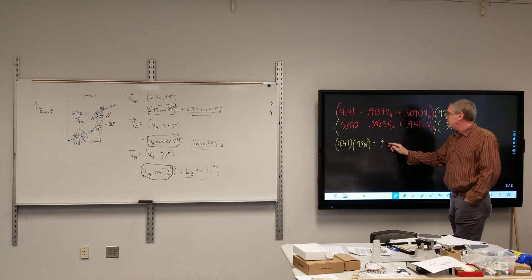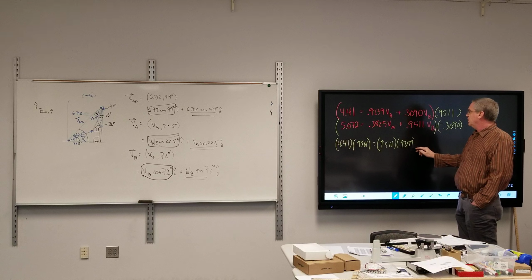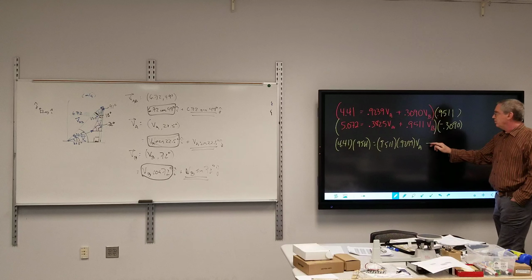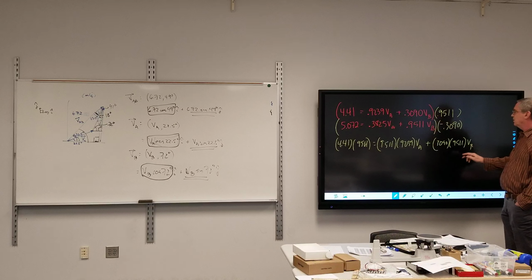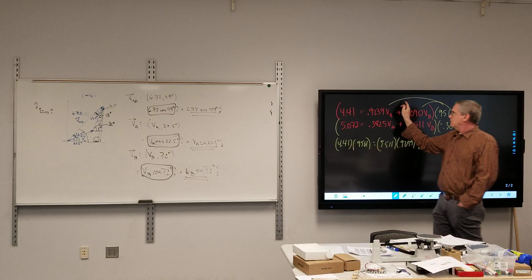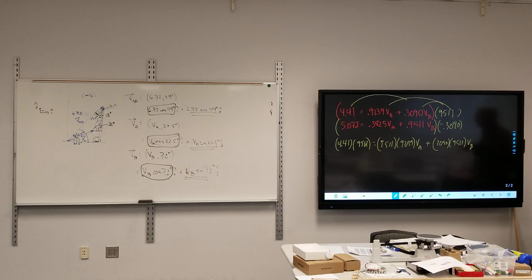Equals 0.9511 times 0.9239 VA plus 0.3090 times 0.9511 VB. So all I did was just distribute. I guess technically it's not distributing. I multiply both sides by it: distribute on the right, just multiply on the left.